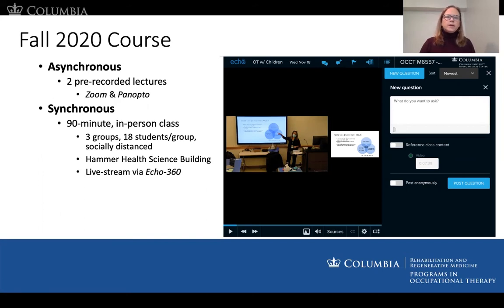The camera is video recording me at the front of the classroom, while the second image shows the presentation on the screen. Additionally, you can see the chat box and additional features for the student attending the course from home. The in-person class allowed for hands-on activities, in-person discussions, and demonstrations by students and myself.